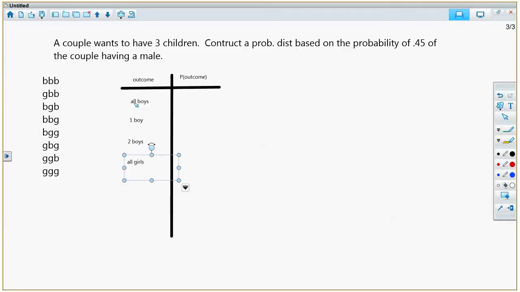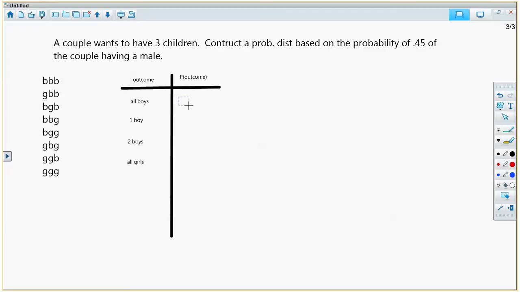Now on the other side of the coin is what? All girls, one girl, or what? Two girls, or what? Zero girls. You see what I'm saying? The other side of the coin, I hope you see it. If you don't, then there's no help for you. All right, so how do we do this one?